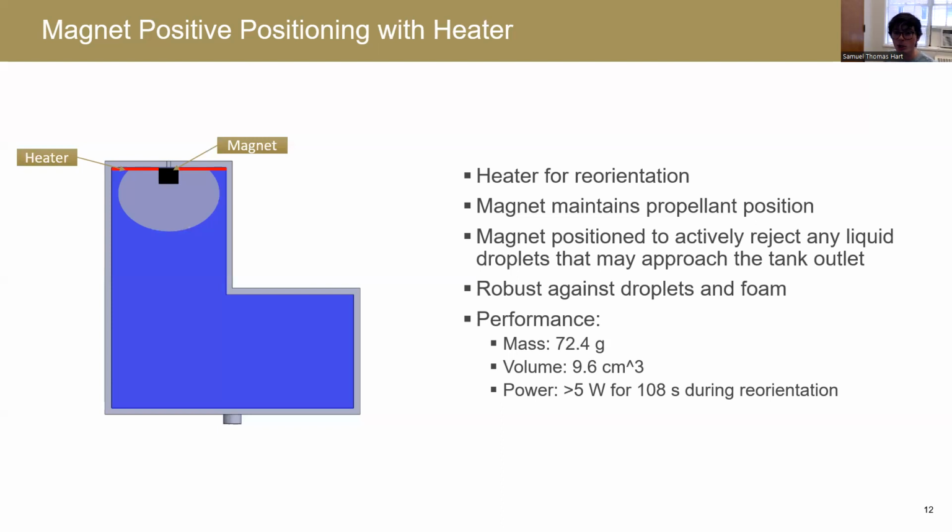Additionally, these magnets have been shown to be able to cause a foam to condense and sort of break down, which is good because, again, we were worried about foaming in that capillary case. So this solves a lot of our problems, and it's also less massive and a smaller volume than the capillary system. So this is only 72 grams as opposed to about 200, and it's only about 10 cc's as opposed to about 80 or 90. So that's great for us. The only downside here is we're still using a fair bit of power to run that heater.